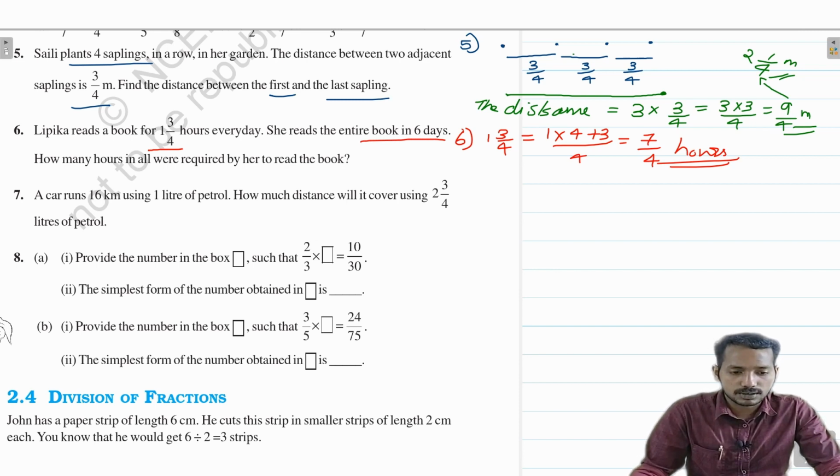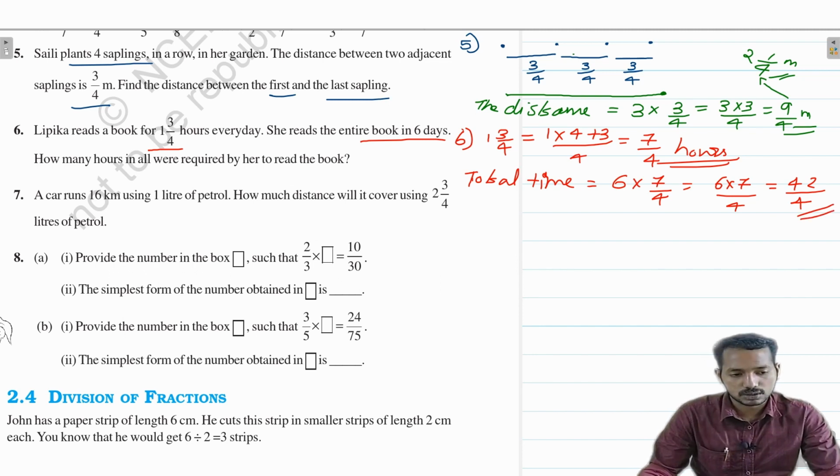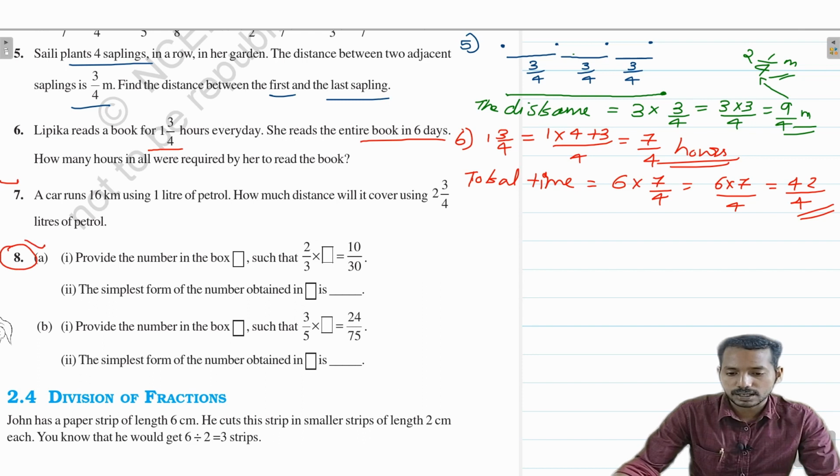So the total time required will be 6 times of 7 by 4, which is equal to 6 into 7 divided by 4, which is equal to 6 into 7 is 42 divided by 4 hours. You can also convert this improper fraction into mixed fraction, that you can do yourself. Now I am going to take the question number 7, you can try yourself. Okay. Now I am going to take the question number 8, option A.